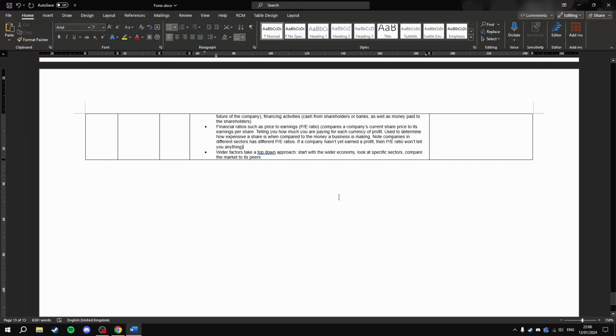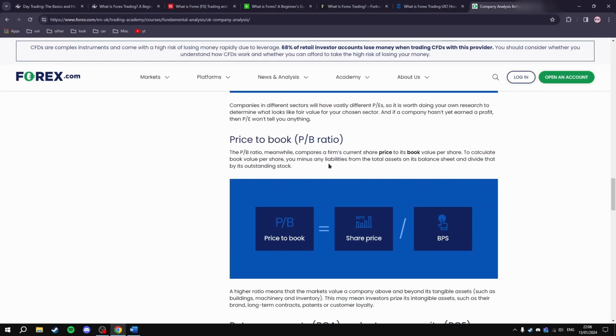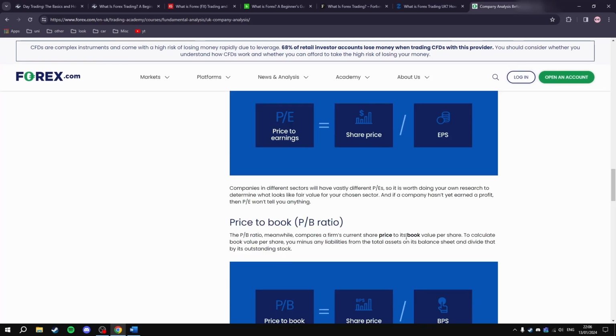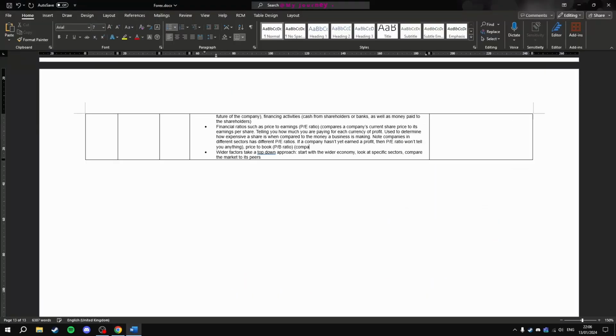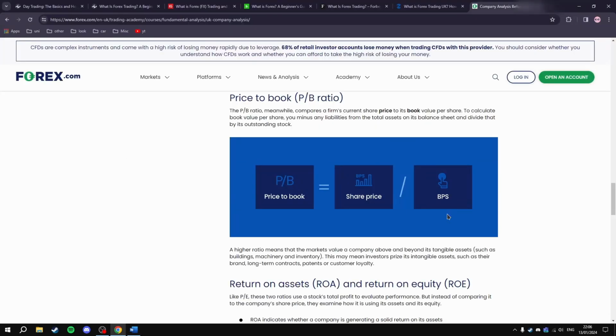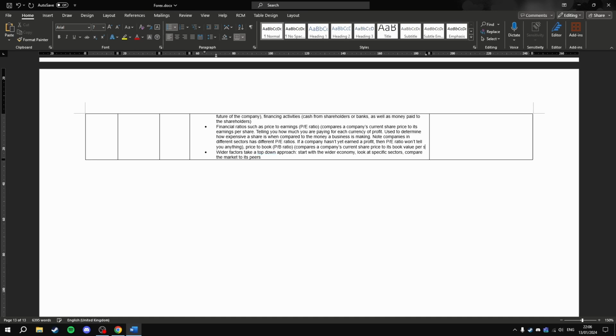Price to book. The price to book ratio, meanwhile, compares a company's current share price to its book value per share.